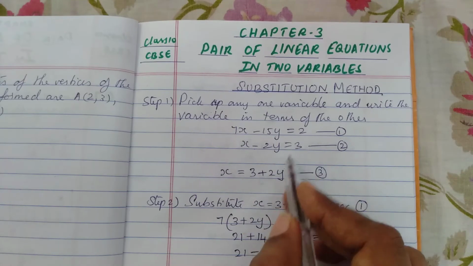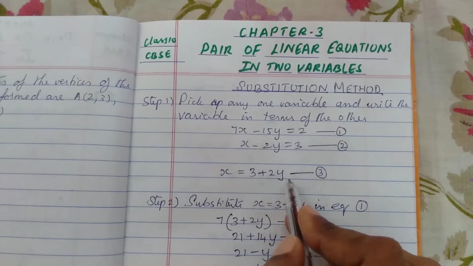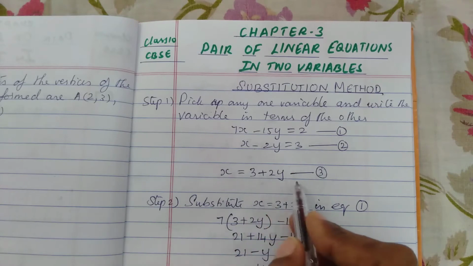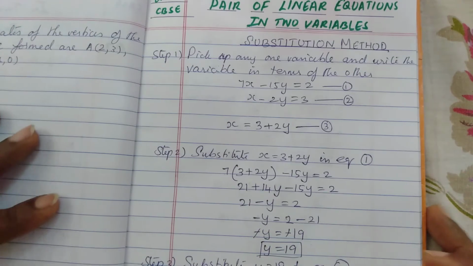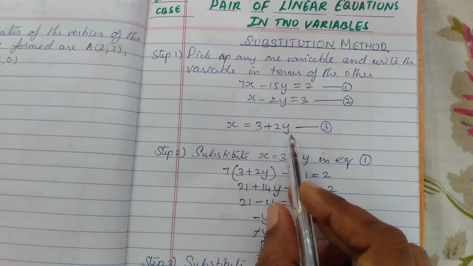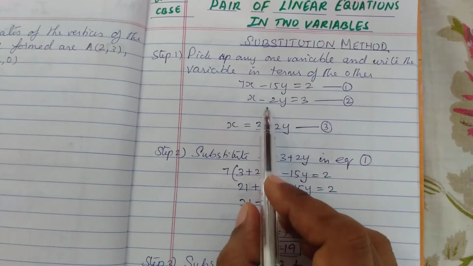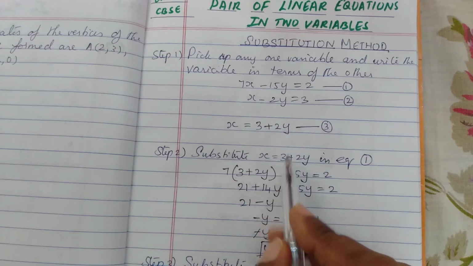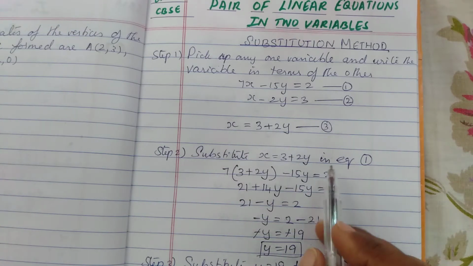So here 3 is already on the right hand side, and then this minus 2y becomes plus 2y on the right hand side. So x is equal to 3 plus 2y will be my third equation. The second step is to substitute this value in equation number 1. Remember, I have taken the second equation for finding x in terms of y. So I will be using the first equation now to substitute this value.